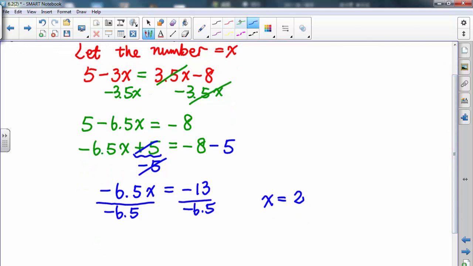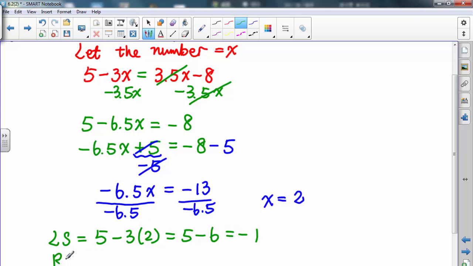Let's verify this solution to look at if x equals 2 is the solution for the equation. The left side is 5 minus 3x. Let's replace this x with 2. So I will have 5 minus 6. This one is negative 1. Let's look at right side. 3.5x minus 8. I will replace this x with 2. 3.5 times 2 minus 8. This one is 7. 7 minus 8. It's also negative 1.